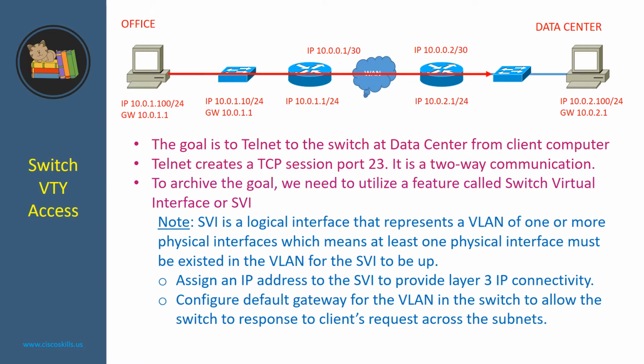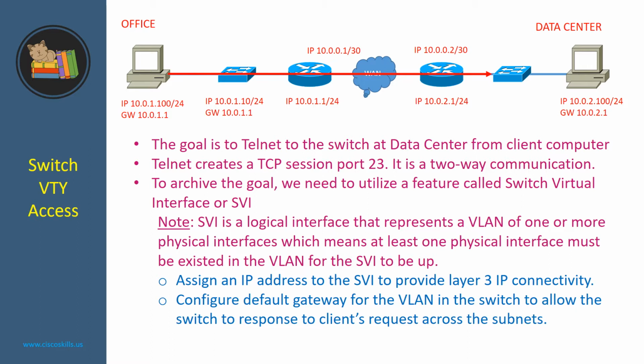To achieve the goal, we need to utilize a feature called Switch Virtual Interface, or SVI. As you may know, an SVI is a logical interface that represents a VLAN of one or more physical interfaces, which means at least one physical interface of the switch must exist in the VLAN for the SVI to be up.